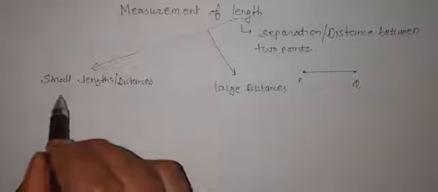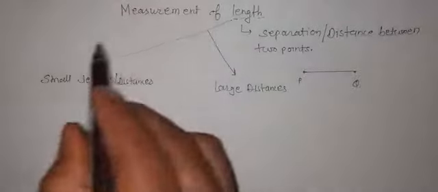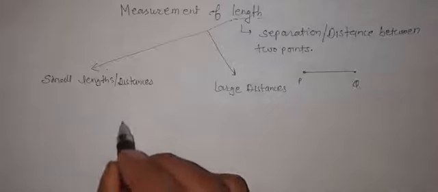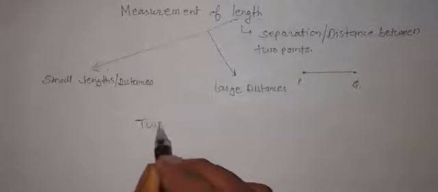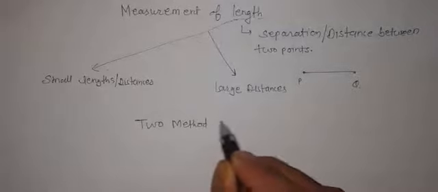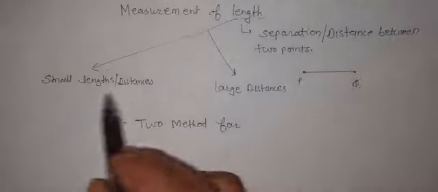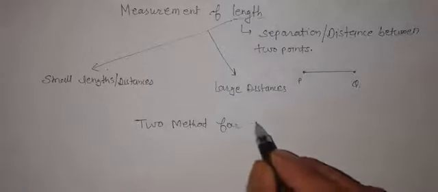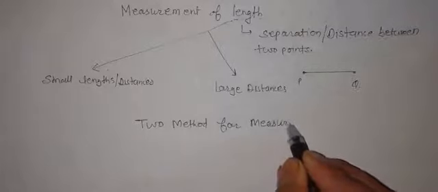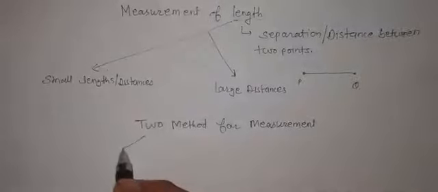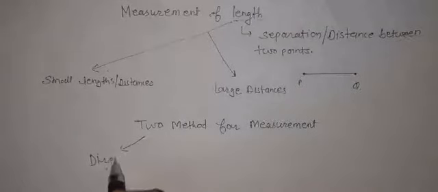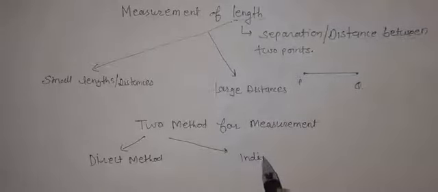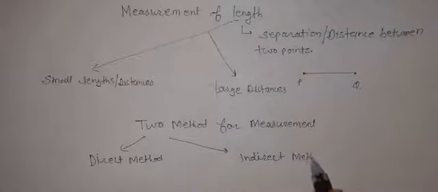So how can we measure them? For the measurement of small lengths and large lengths, we are going to take the help of two methods of measurement. Students, we are going to implement two methods. One is said to be the direct method, while the other is said to be the indirect method. These are the two methods which we are going to implement for the measurements.